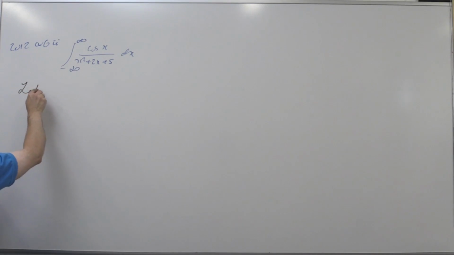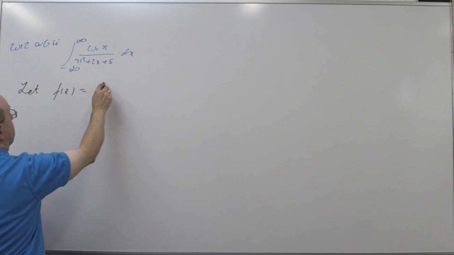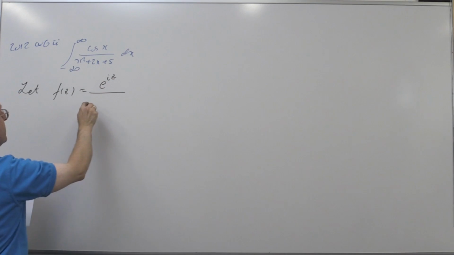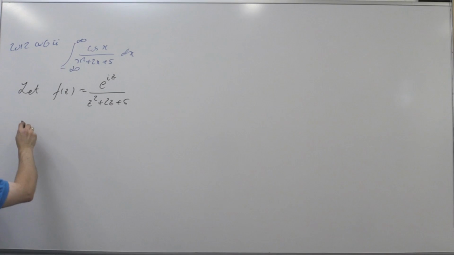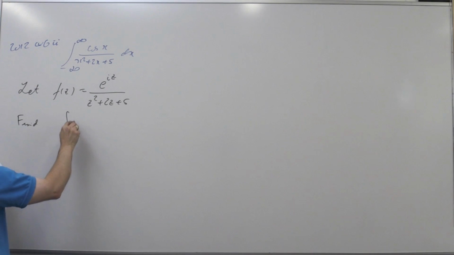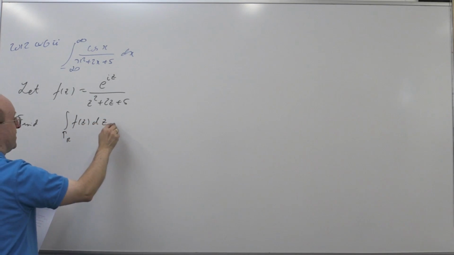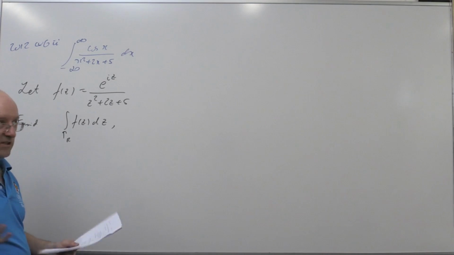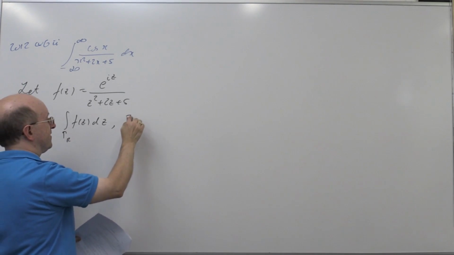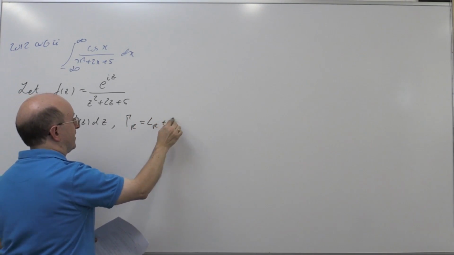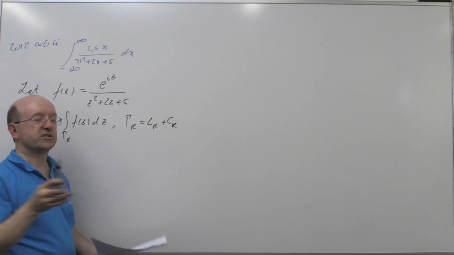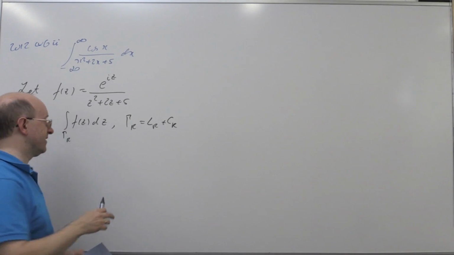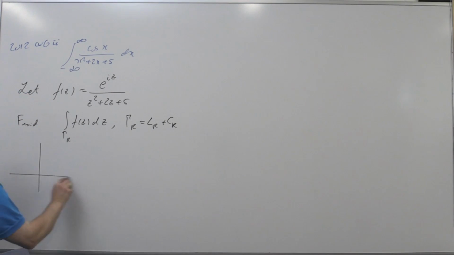So let's let f of z be e to the iz over z squared plus 2z plus 5. We find the integral of f of z. Now I'm going to use the notation I used in the lectures. Gamma R is LR plus CR, where LR, remember, is the line from minus R to R, and CR is the semicircle in the upper half plane from R to minus R. Usual picture.